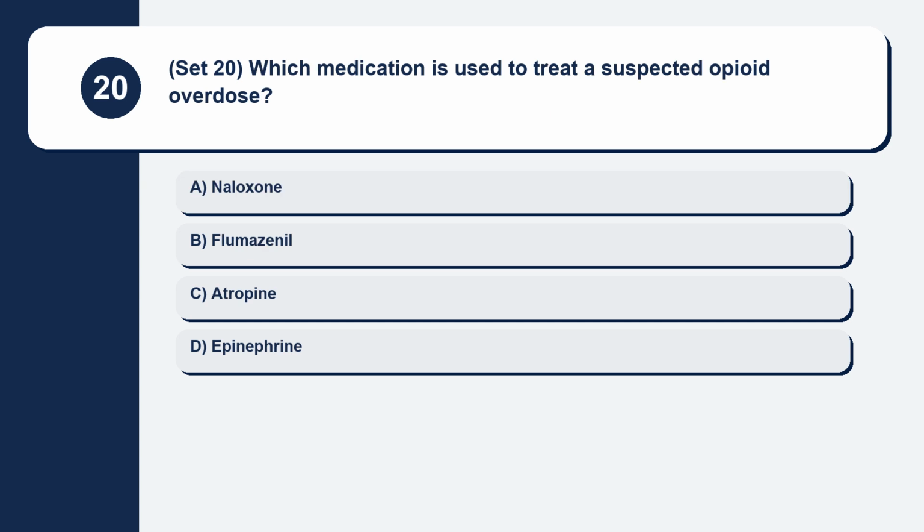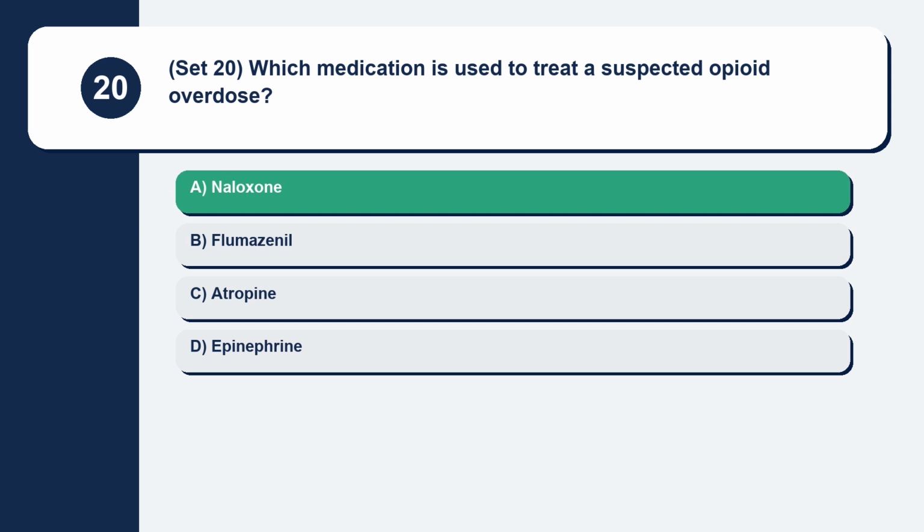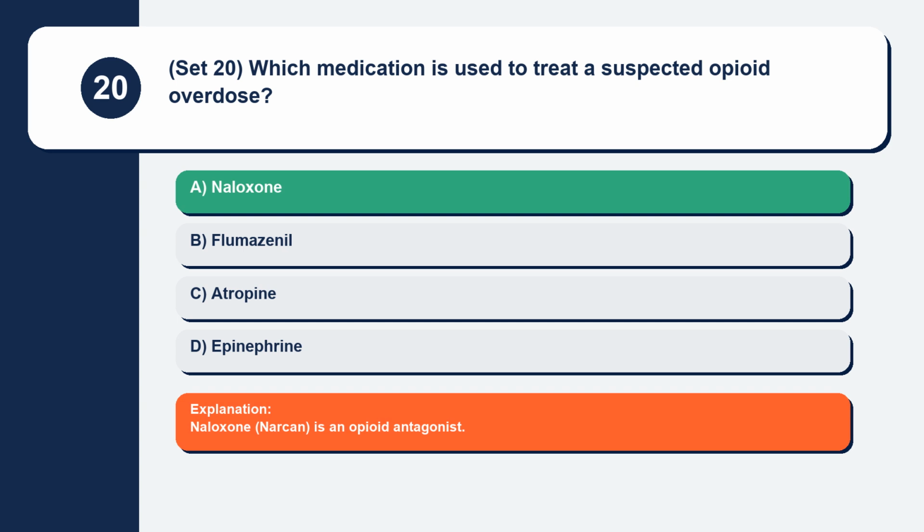Question 20, Set 20. Which medication is used to treat a suspected opioid overdose? Naloxone, flumazenil, atropine, epinephrine. Naloxone, Narcan, is an opioid antagonist.